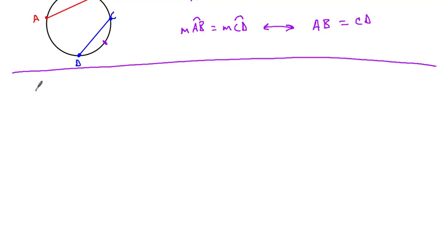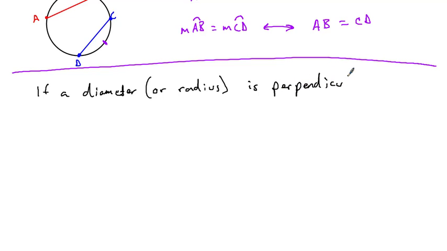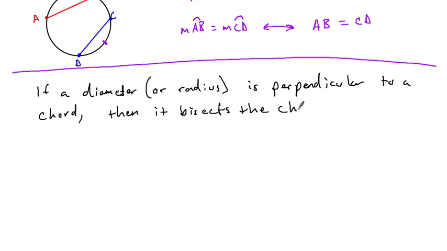So our second fact is that if a diameter, and anything we say about a diameter is pretty much true for a radius too, because a radius is just half of a diameter. So if a diameter or a radius is perpendicular to a chord, then it bisects the chord and its arc. Okay, so we're going to obviously do another picture of that.